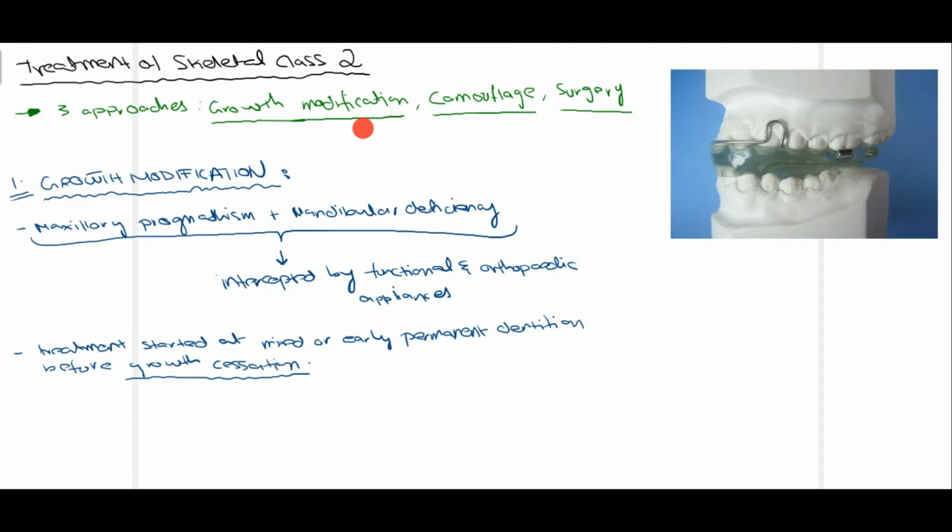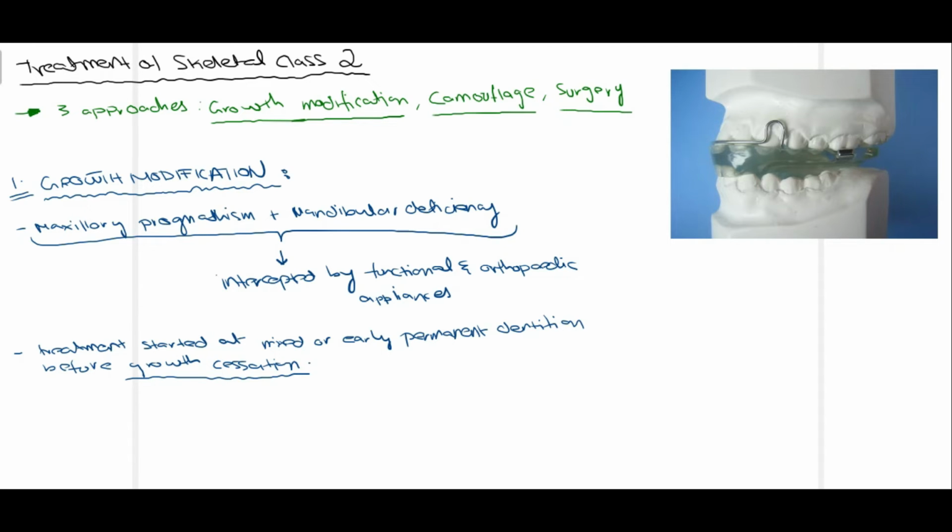We can modify the growth, which is helpful in growing patients. For example, in patients of 10, 11, 12 years of age, this growth modification is really helpful and it's the most beneficial treatment for the patient. Now, when the patient has reached adulthood, growth has stopped, so we cannot modify the growth of maxilla or mandible, so we go for camouflage treatment, and if even camouflage is not done properly or is of no use to the patient, then we finally opt for surgery. Now let's begin by talking about growth modification.